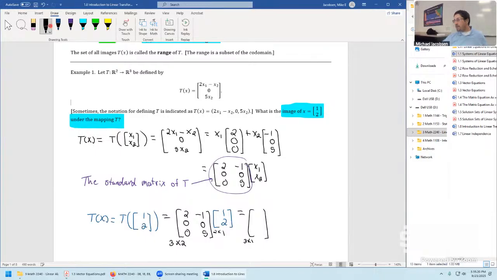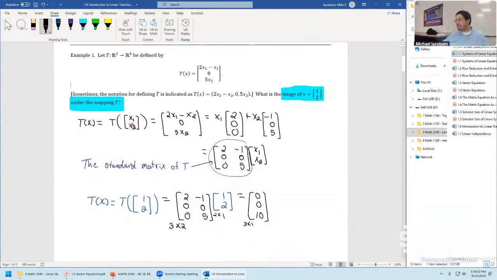This has to be size 3 by 1 because there were 3 rows and just 1 column on the vector there. So we take the entry 2 times 1 plus the entry -1 times 2 and get a 0 out. Take the zeros here, multiply and add, we get 0 again. 0 times 1 for 0, plus 5 times 2 for 10. That's just a redo of the section 1.4 topic. And that's the image under the transformation T.